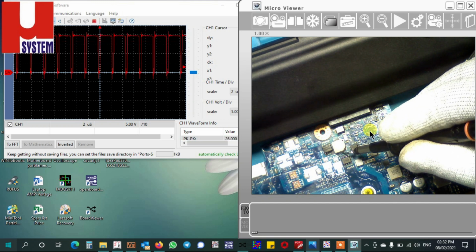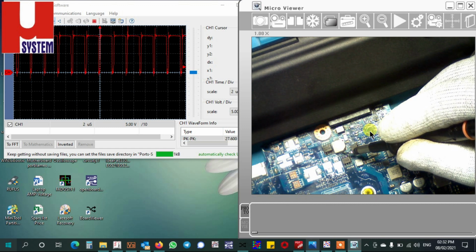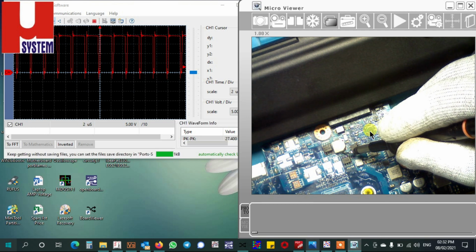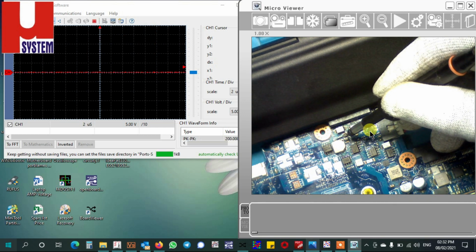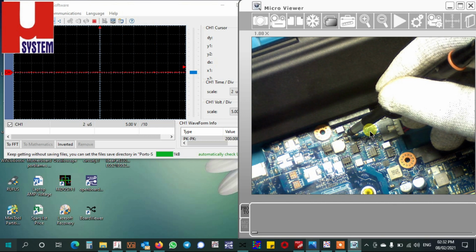Over here, this coil, on the input side of the coil, we are able to see the frequency. Some data is coming out from here, which you are able to see over here. It's showing me some data. And the output side, we are getting 17 volt.